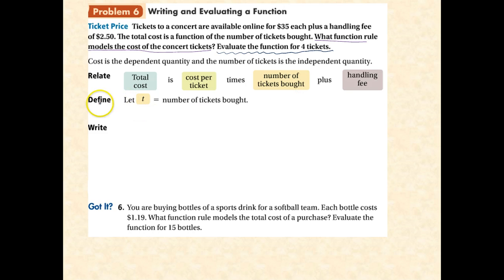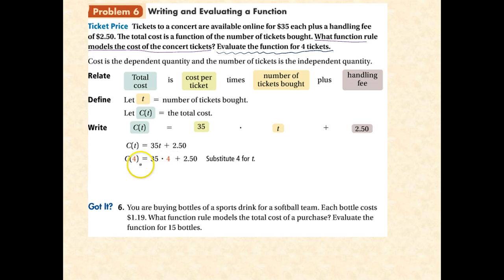So let's define some variables. Let's let t equal the number of tickets. So then let's call c of t the cost as a function of the number of tickets. So then what would our function be? Our cost as a function of the number of tickets is $35 times the number of tickets plus the ridiculous $2.50 handling fee. So our function notation is thus: c of t, the cost depending on the number of tickets, equals 35t plus 2.50.